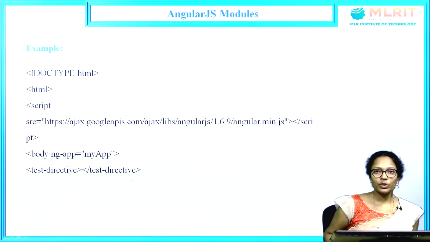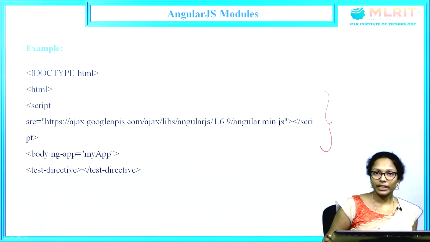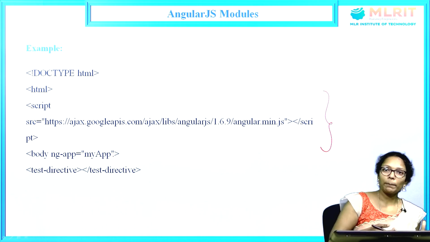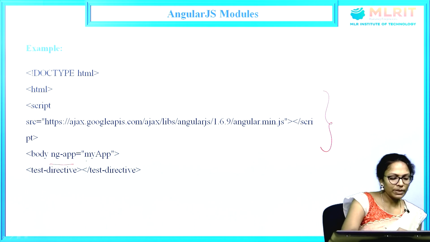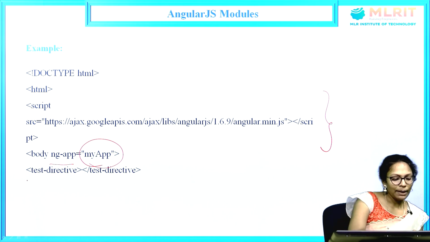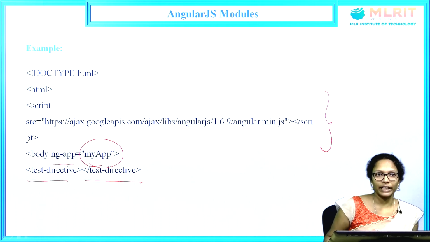Now coming to the example application. We know this script tag is mandatory for any AngularJS application. Why? Because you're going to use the properties of AngularJS. Here I'm making the complete body an ng-app. So body ng-app is equal to the app name, which I'm giving as myApp, and here I am calling a directive. This is a user-defined directive. I don't have any predefined directive with this name.